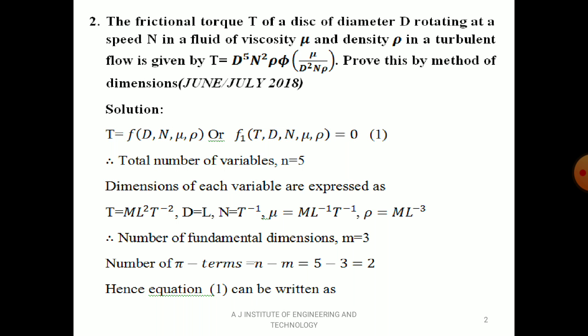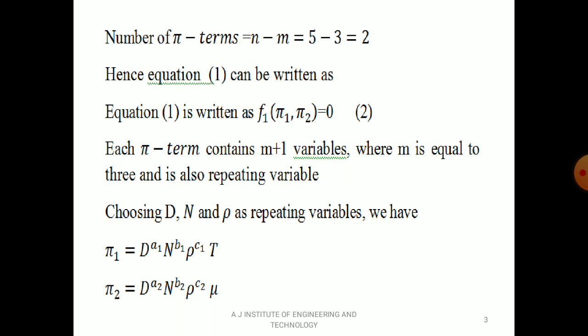Before that we can rewrite expression 1, that is f1 of T, d, n, mu, rho, like this. Equation 1 is written as f1 of pi 1, pi 2 equal to 0, because we are grouping the variables into dimensionless terms pi 1 and pi 2. Take it as expression 2.